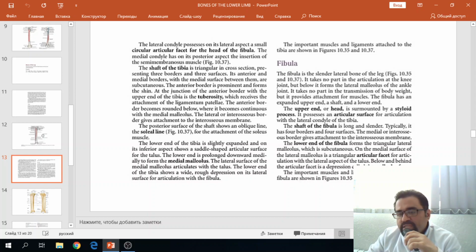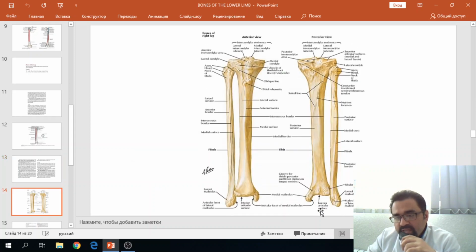The important muscle and the ligaments attached to the tibia. Then there is a malleolar fossa, articular facet for the articulation with the lateral aspect of the talus. Below and behind the articular facet is a depression called malleolar fossa. As we can see in the diagram, there is a malleolar fossa over here.